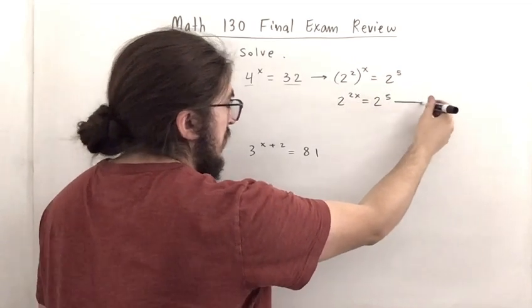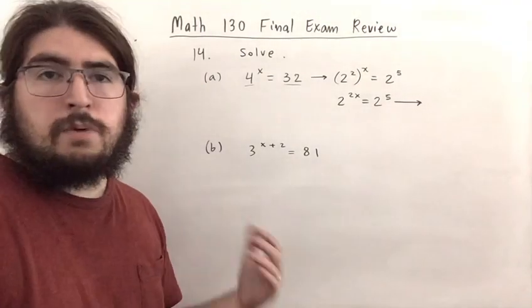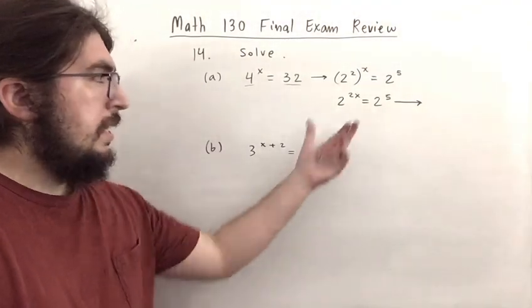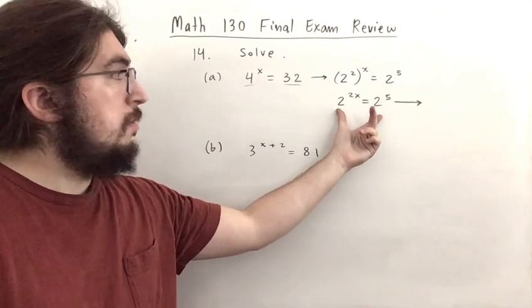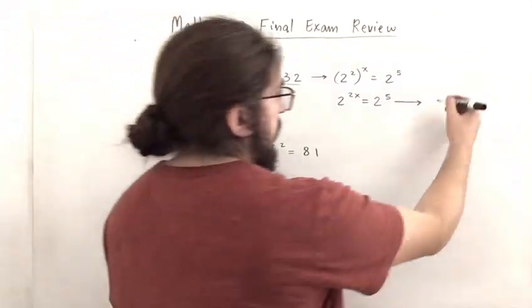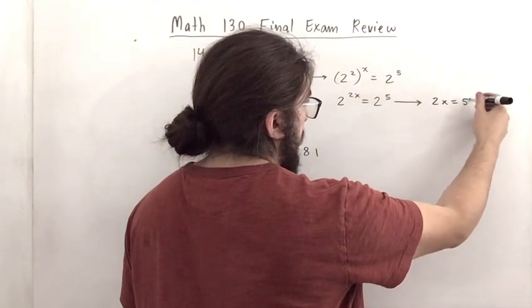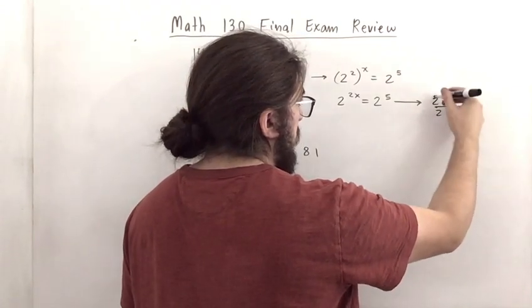to the 5th. And now using this one-to-one property, or uniqueness property, basically says that if you have the same base, then the powers must be the same. So that means 2x must be equal to 5, divided by 2, we get x is equal to 5 over 2, and that's it.